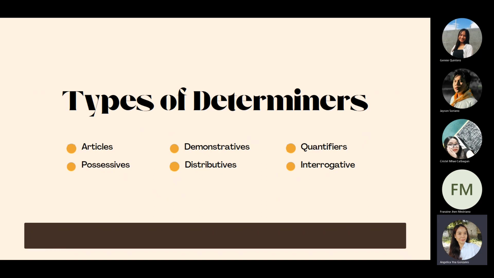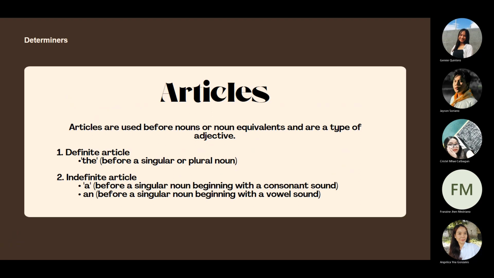Okay, now let's dive into the types of determiners. First is an article. So as you can see, an article is a word that modifies a noun without describing anything about it. We have here also the types of articles. First is the definite article, which is the, and is used before a singular or plural noun. Second is the indefinite article, a and an.